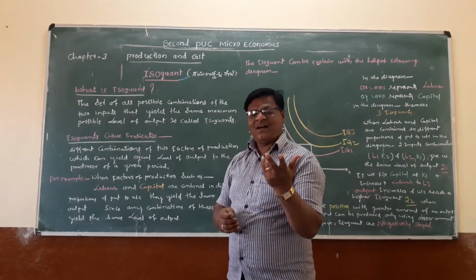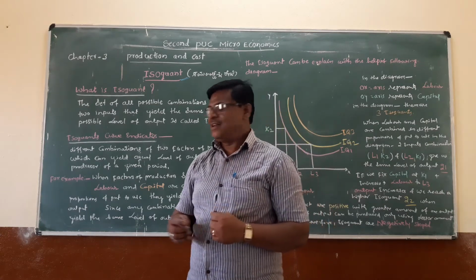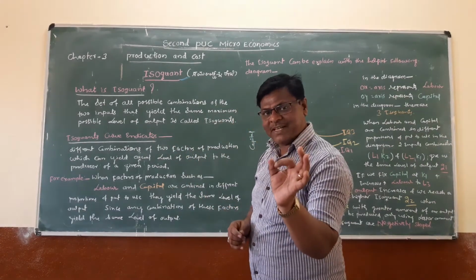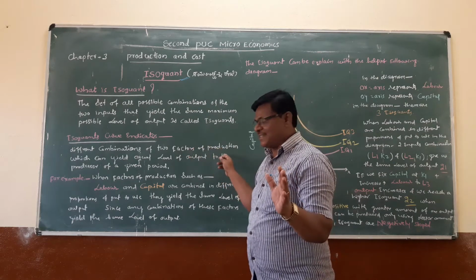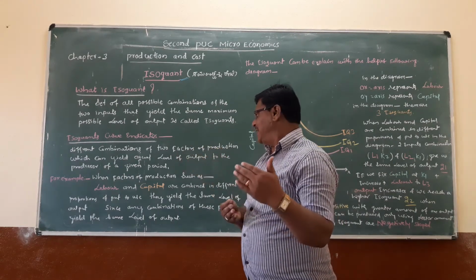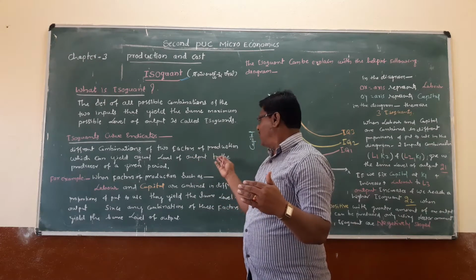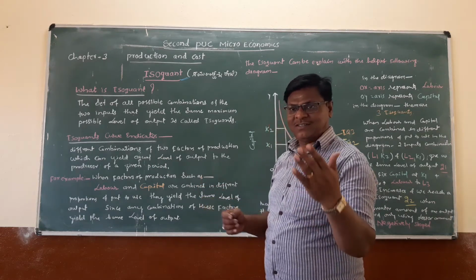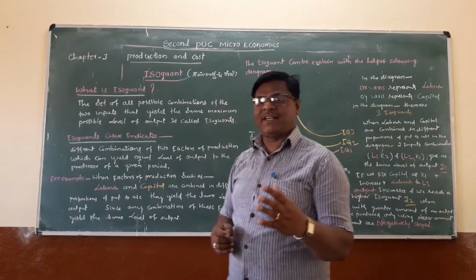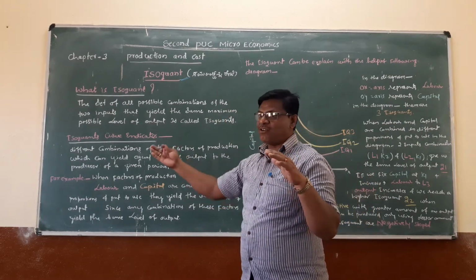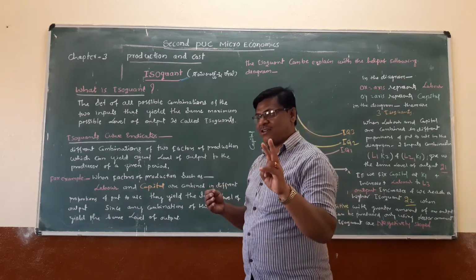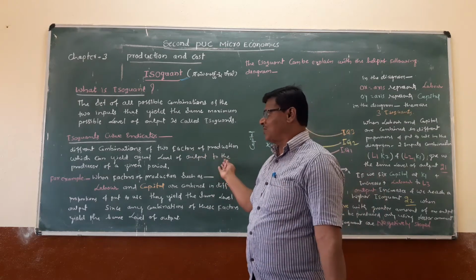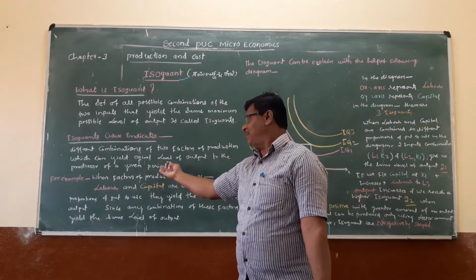And what does the isoquant curve represent? The isoquant curve indicates or represents the different combinations of the two factors of production which can yield an equal level of output to the producers in a given period.